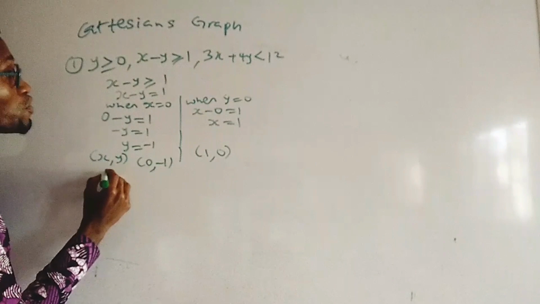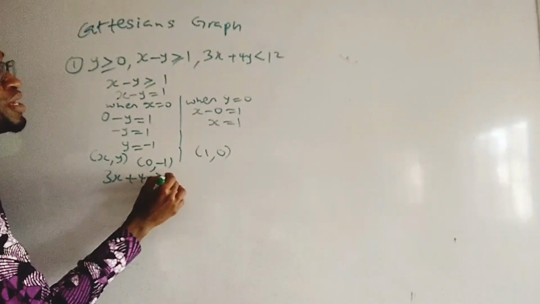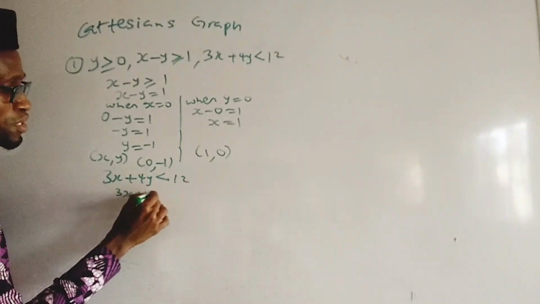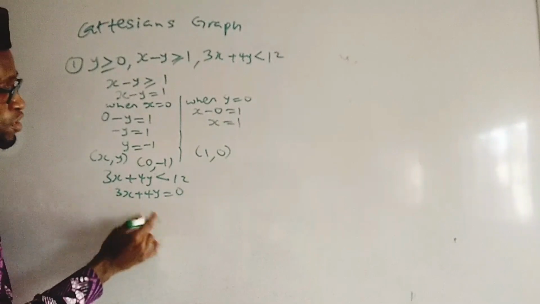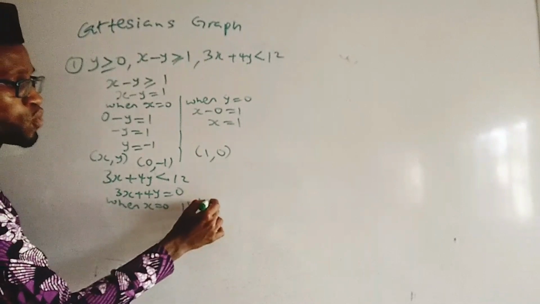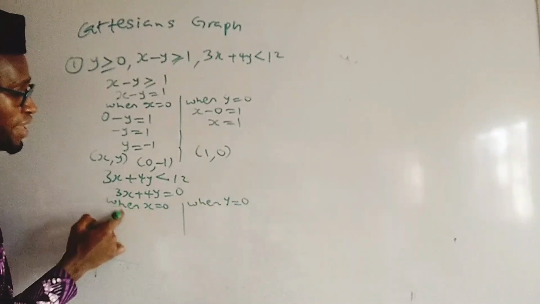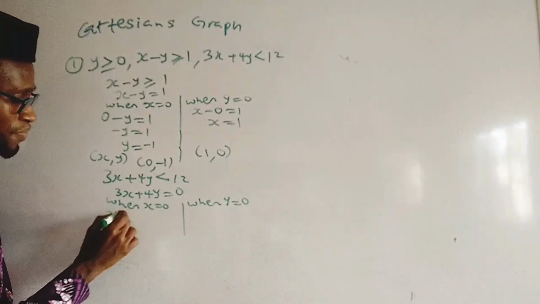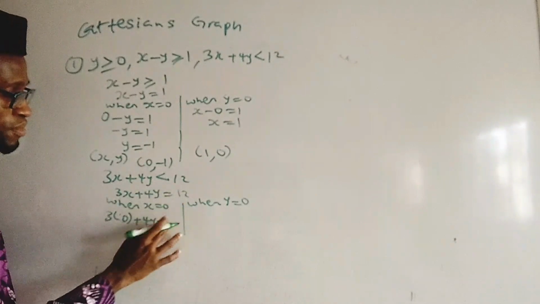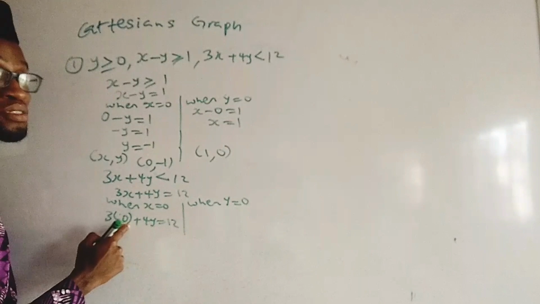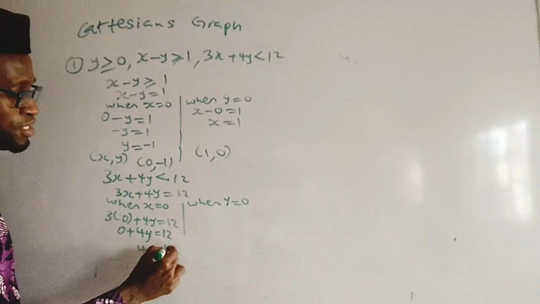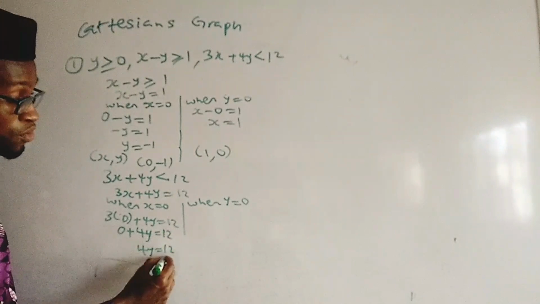Now we'll do the same thing for the other equation, 3x plus 4y less than 12. Now less than 12, we write this as an equation. So we now look for the intercept when x is 0 and when y is 0. When x is 0, we have 3 times 0 plus 4y is equal to 12. So 4y is equal to 12. Dividing both sides by 4 will give us y equals 3.